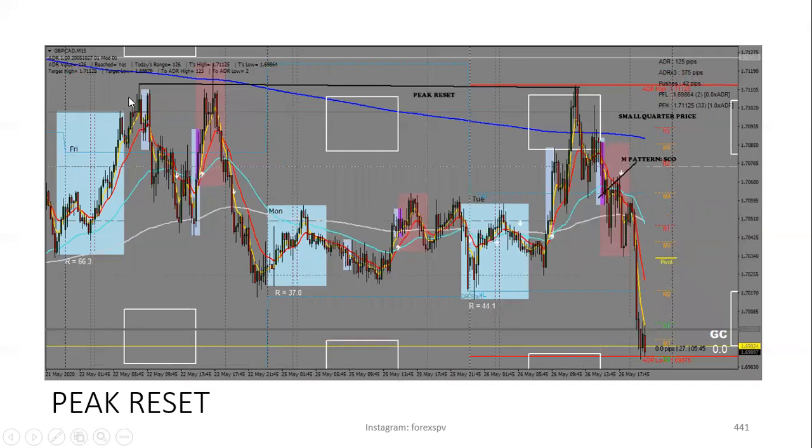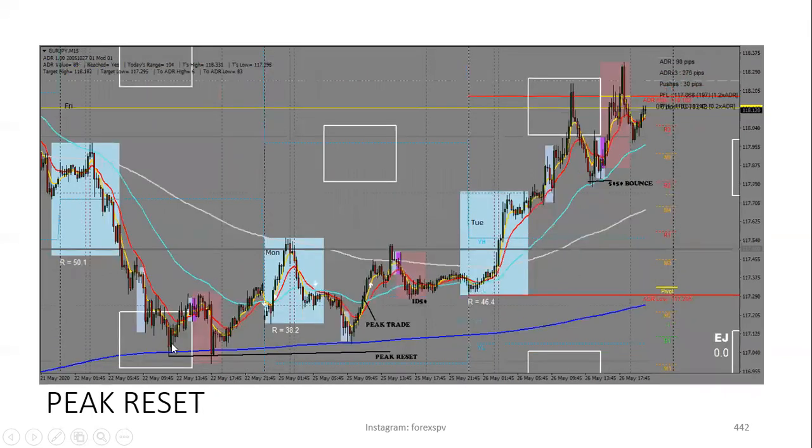This is around the 200 EMA, so it was a peak reset for a downtrend. On the hour one, this will be like a very big M around the 200 EMA. And we also have a peak reset here on Euro JPY for an uptrend. Another ID50 and a 50-50 bounce trade.